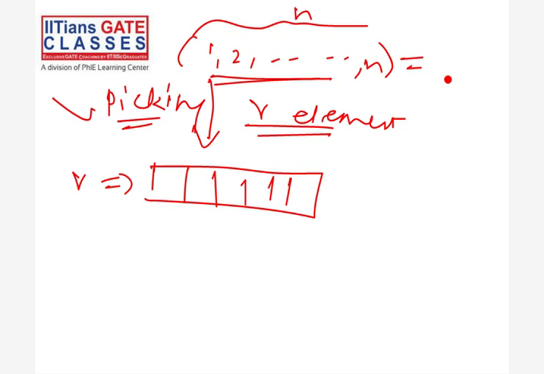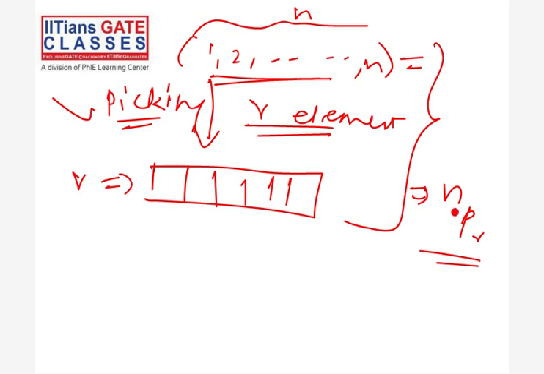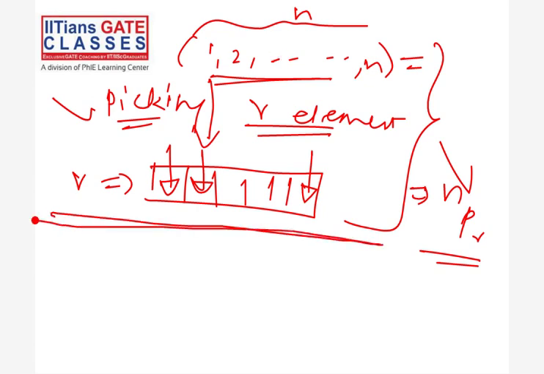So the final answer was nPr. We have already discussed this in the previous lecture: to fill the first position we have n choices, to fill the next position we have n minus 1 choices, and so on, until the last position, where we have n minus r plus 1 choices. So nPr is the number of arrangements possible with r elements out of n elements.